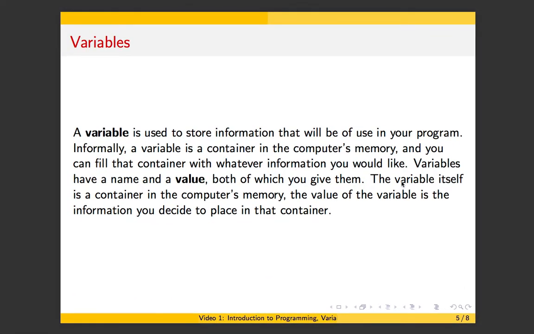Next we'll move on to what a variable is. A variable is just something that's used to store information that will be of use in your program. Informally, a variable is like a box or a container that's actually in your computer somewhere. There's a spot in the computer's memory set aside for a variable, and you can put things inside that box. You can put numbers in there. You can put English in there, whatever. Variables have both a name and a value, both of which you control.